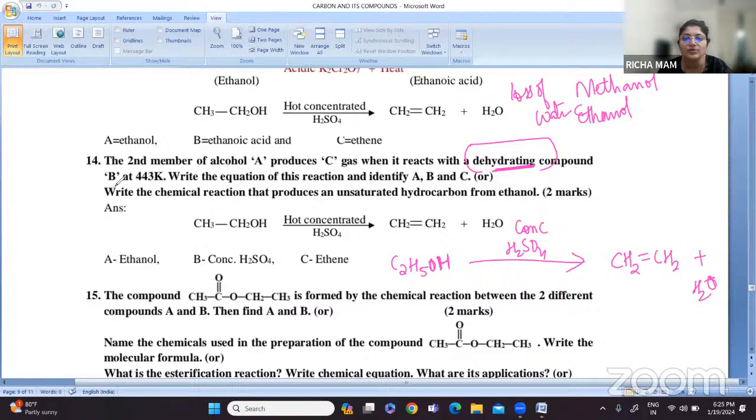Now, write the equation for this reaction and identify A, B, and C. A is your ethanol. B is your dehydrating compound, that is H2SO4. And C is a gas, ethene. Ethene is the gas produced when ethanol reacts with H2SO4. So you have to mention A, B, and C. This is a 2 marks question.